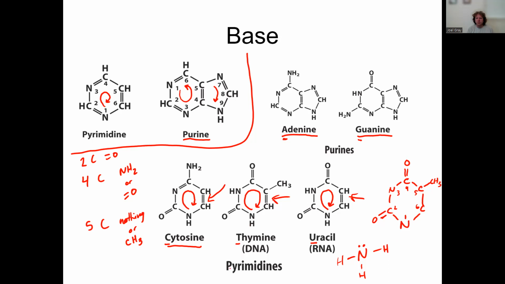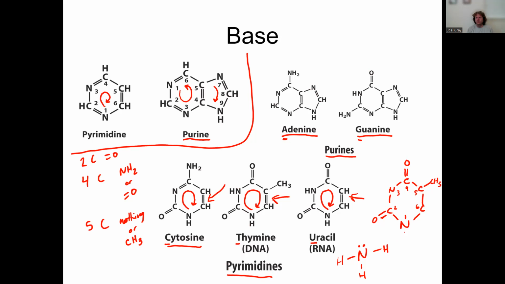When we look at these pyrimidines, and actually, heck, I'll go back and look at the purines. Do you see any complete charges? Do you see a positive charge on any one of these atoms? No, you don't. None of these molecules are going to have an overall charge. They might have slight partial charges, but they're not going to have an overall charge.